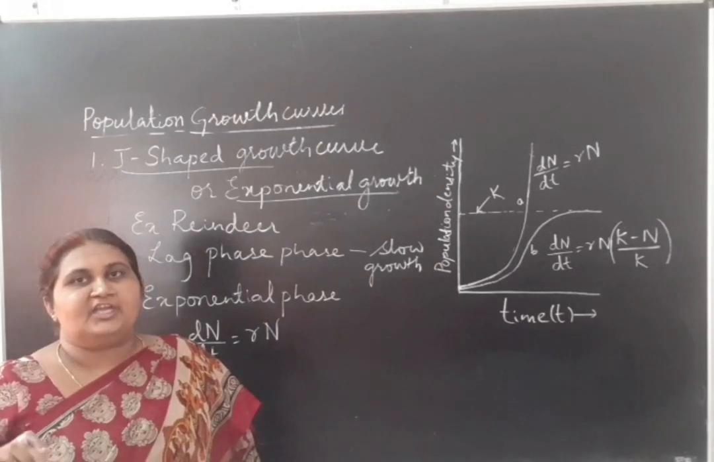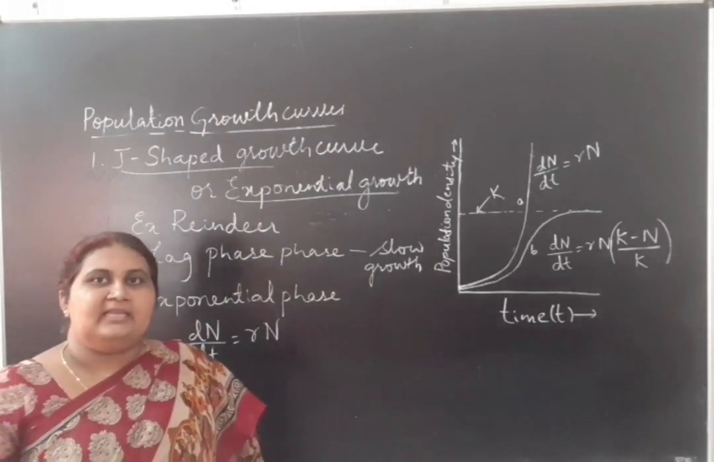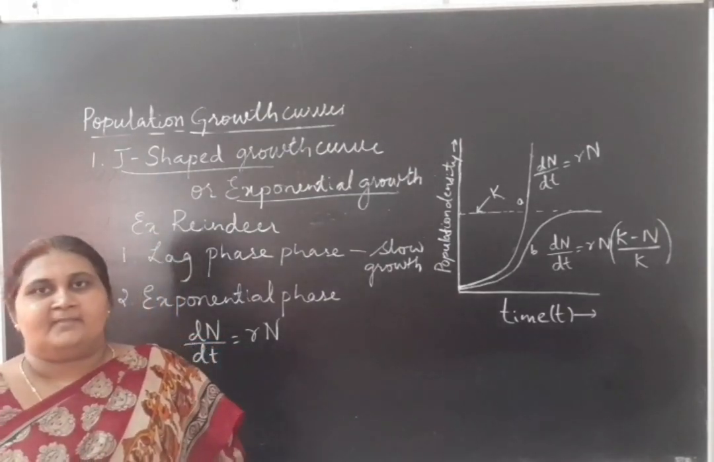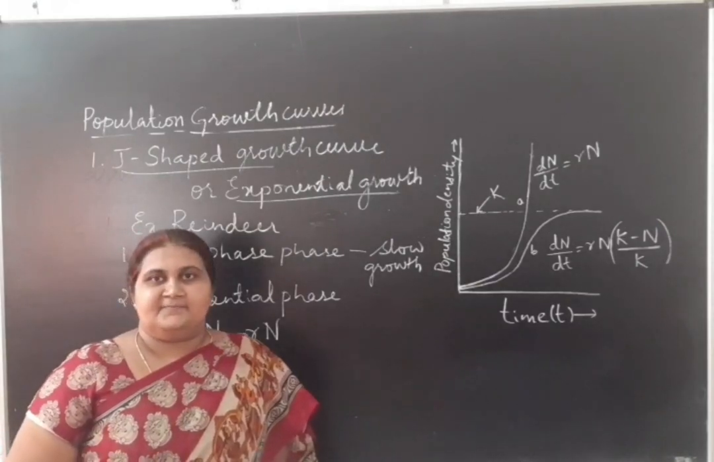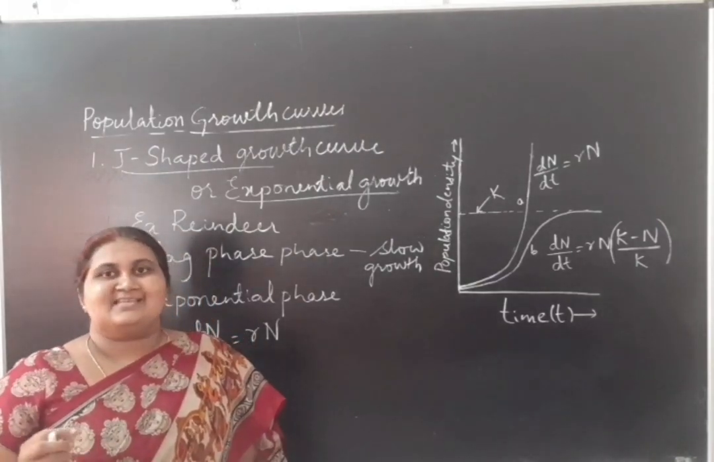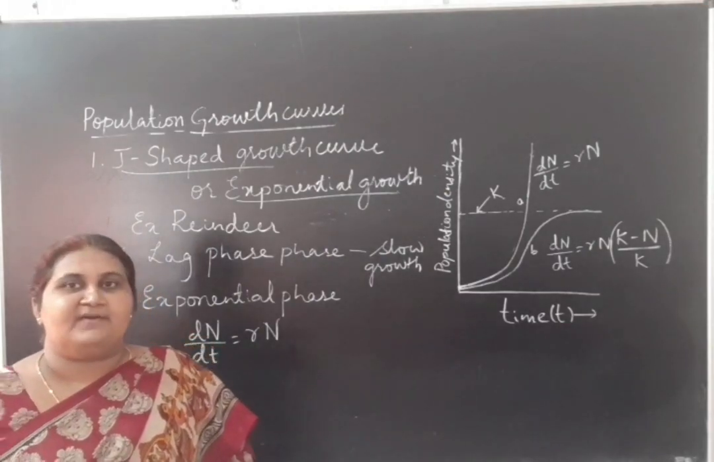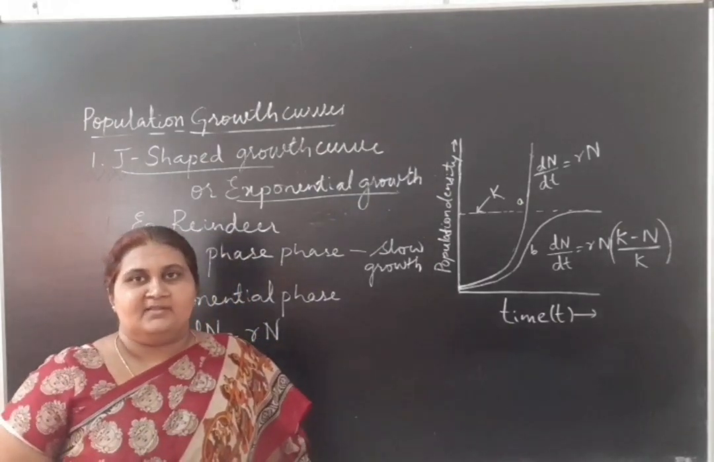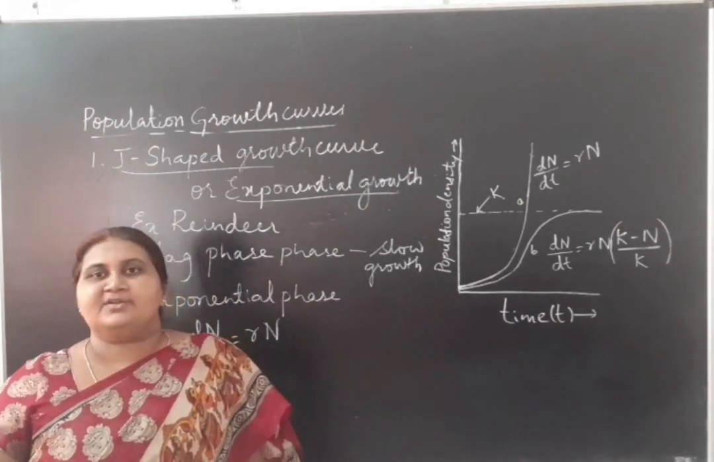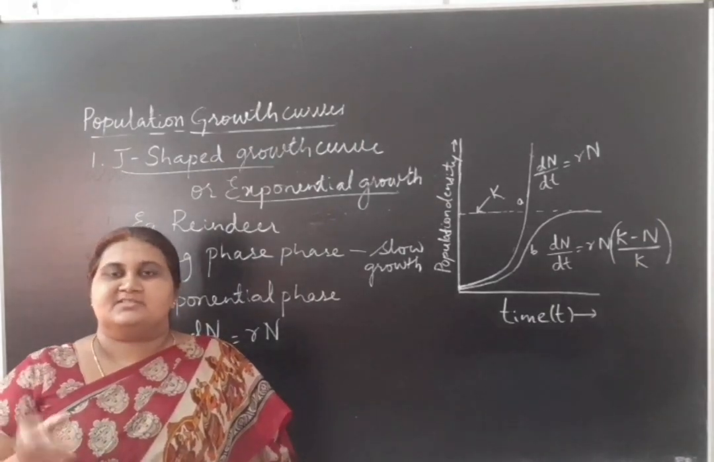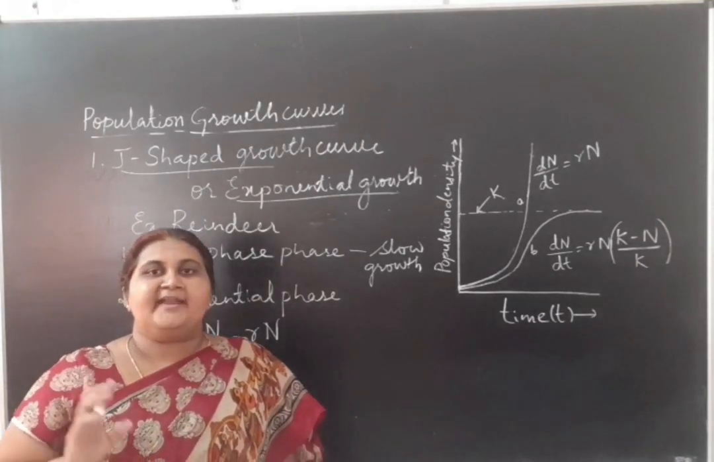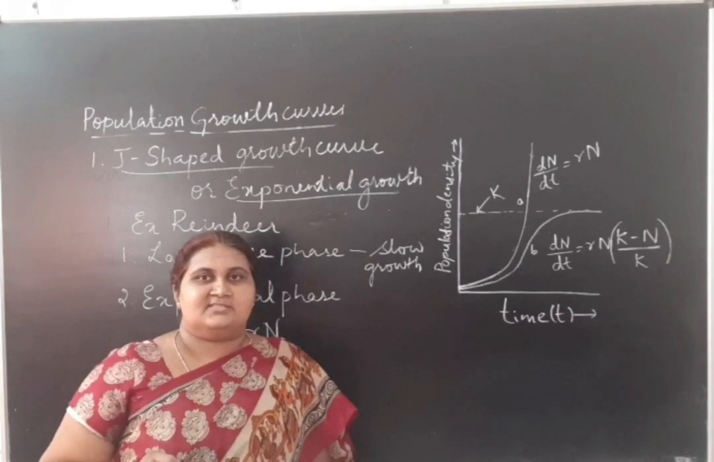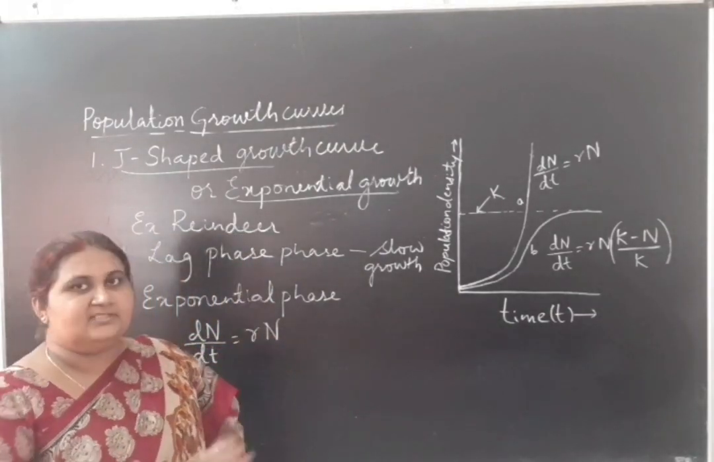Examples for J-shaped growth curve: lemmings of the tundra region, lemmings are like rats. Some insects, for example, now it is the rainy season, you can find more flies at your home. Afterwards, when the rainy season is over, you cannot find the flies. So insects, annual plants, and algal bloom are a few examples which show J-shaped growth curve.